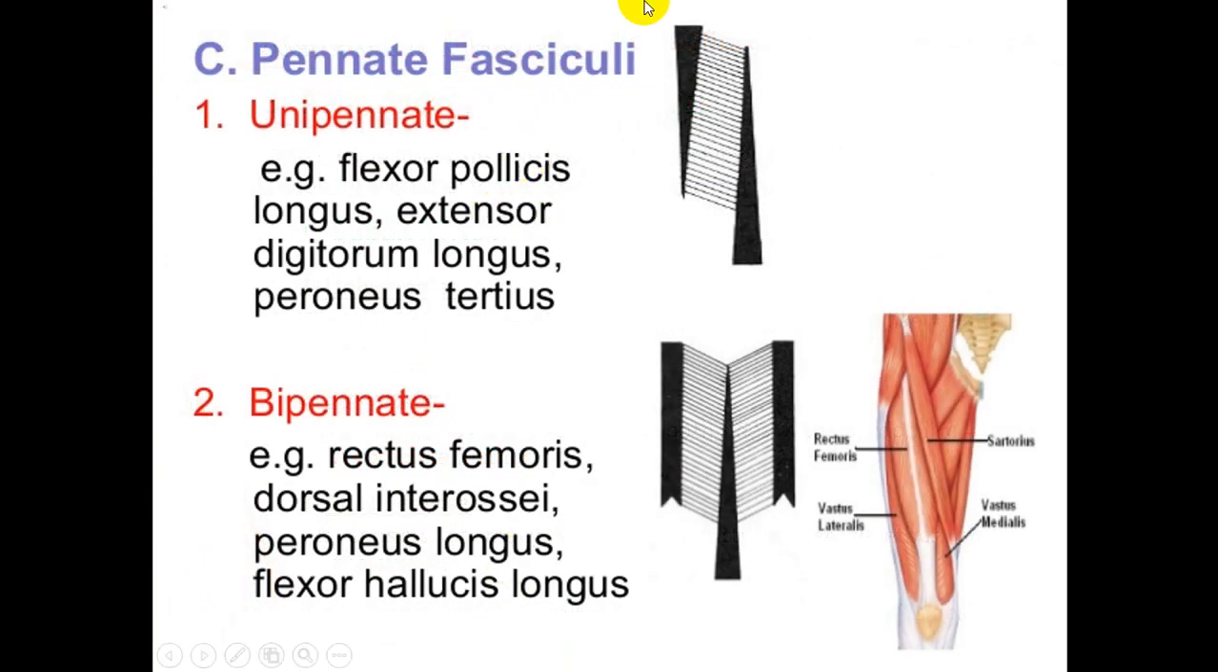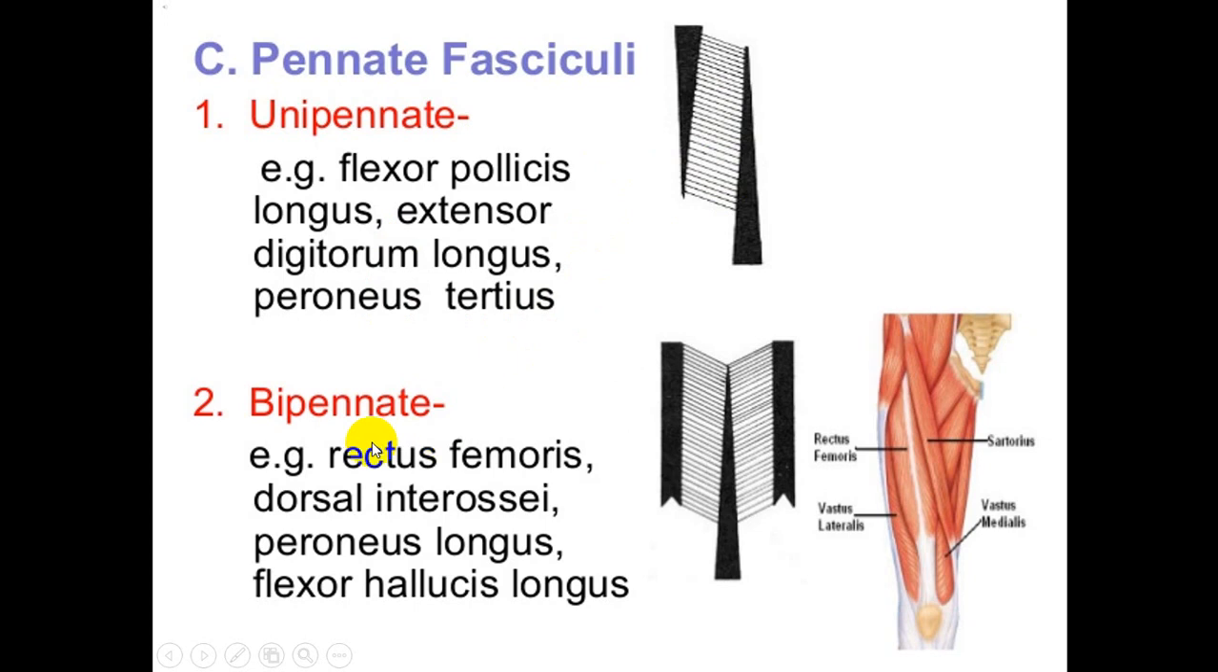In the unipennate muscle, the appearance is half feather-like, and in this muscle, the tendon is parallel to the line of pull, while the muscle fibers or fascicles are attached obliquely to one side of the tendon. The examples include flexor pollicis longus in the upper limb, extensor digitorum longus and peroneus tertius in the lower limb. We also include the small muscles, palmar interossei, and some of the lumbricals as unipennate muscles. For example, the first lumbrical in the lower limb is a unipennate muscle.